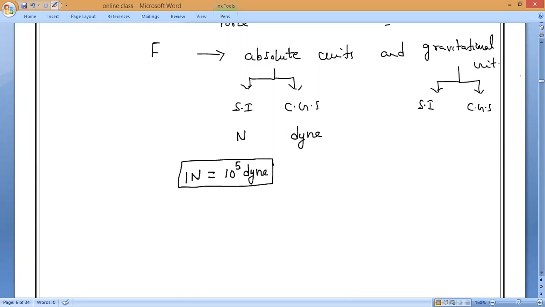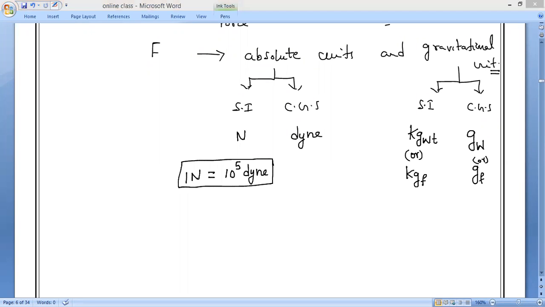Next, coming to the gravitational unit. Danishkar, can you tell me what is the SI unit of the gravitational unit in the SI system? Newtons? What is that, guys? We can call it kilogram weight. Same way, if we take the CGS unit, what we used to call gram weight, or we can say gram force. Okay, so that is what it is. Yes or no, guys? Please respond. Gram weight or gram force.